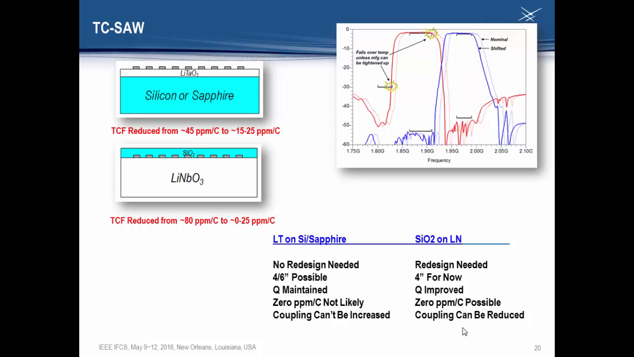And the Q, of course, for the lithium tantalate one, there's basically no change of the Q. But if you do silicon dioxide on lithium niobate, you can actually improve the Q. In the past, the experience was that if you put something on top of the SAW devices, you de-Q the SAW device, but that's not necessarily true. With the right silicon dioxide thickness to lambda ratio, you can actually improve the Q. Of course, 0 ppm is possible for lithium niobate. Also, for lithium niobate, by changing the silicon dioxide thickness, we can change the coupling. For lithium tantalate, you cannot increase the coupling.